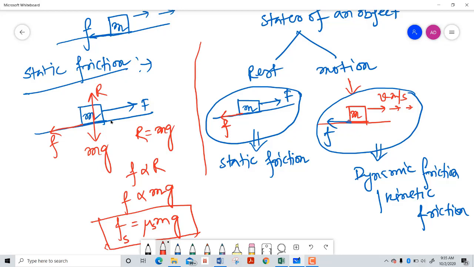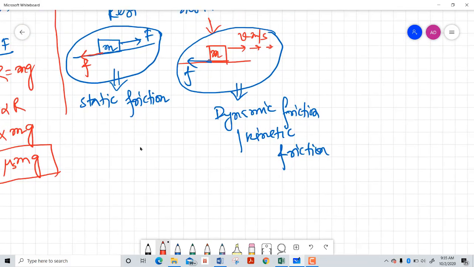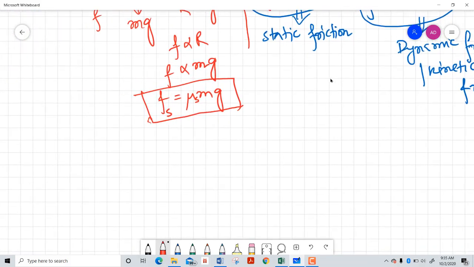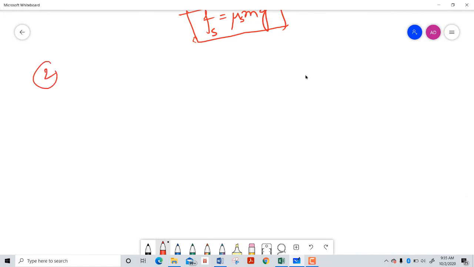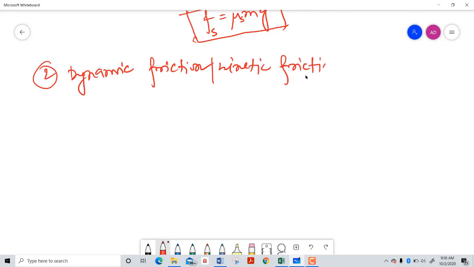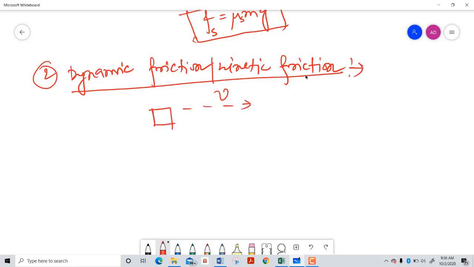Now let's analyze the dynamic friction. The case is for dynamic friction. Now if we go to analyze the dynamic friction, there is the second one, that is dynamic friction, or you can say it is kinetic friction as well, right? So in the case of kinetic friction, what do you know? Suppose there is an object moving in this direction with a velocity of v. It has a mass of m.